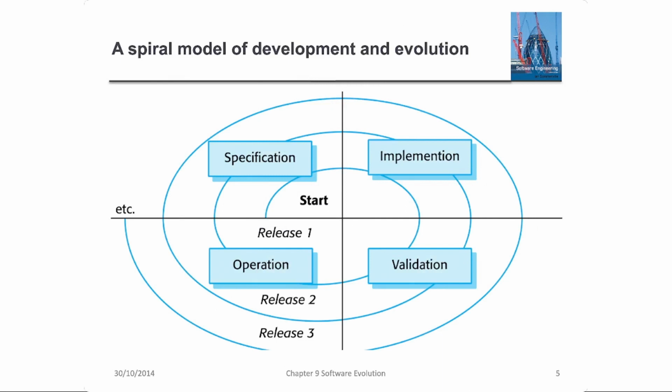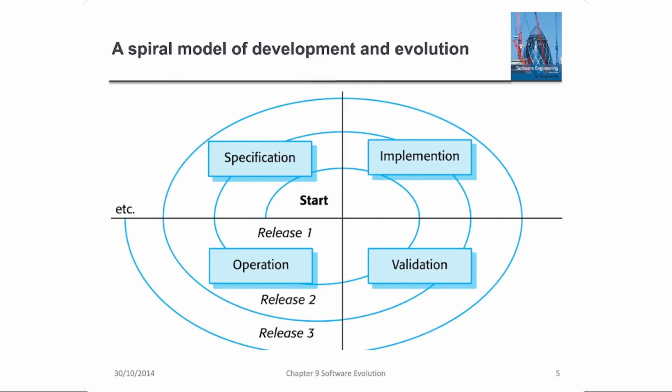In this slide, we unravel the spiral model of software development and evolution, depicted here in slide number 5 of chapter 9. The spiral model is a sophisticated framework that integrates iterative development with systematic phases. It begins with the specification phase, where requirements are gathered and defined. Following that, we move into implementation, where the software is built according to the specifications, of course.